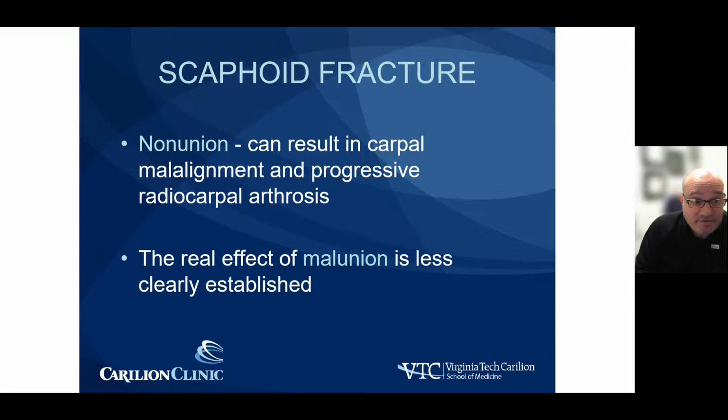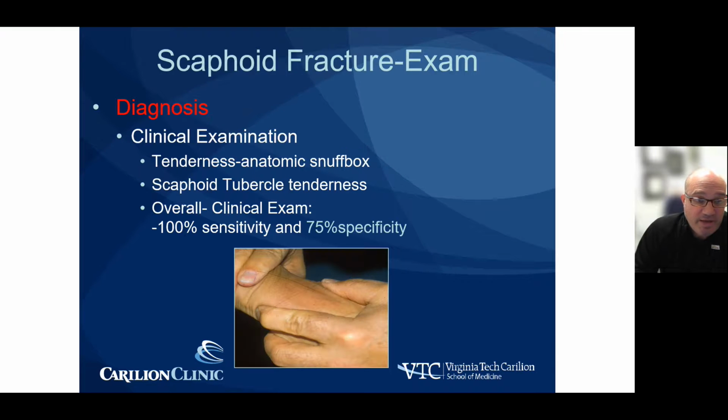Again, with scaphoid fracture, the non-union can result in carpal malalignment and progressive radiocarpal arthrosis, and the real effect of malunion is clearly established. As with any exam in hand and upper extremity, for the diagnosis of a scaphoid fracture, the clinical examination consists of tenderness along the anatomical snuff box and tenderness of the scaphoid tubercle. Overall, the clinical exam, when we put our hands on the patient, is 100% sensitive and 75% specific.